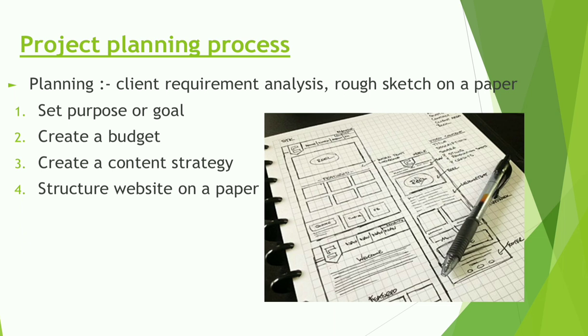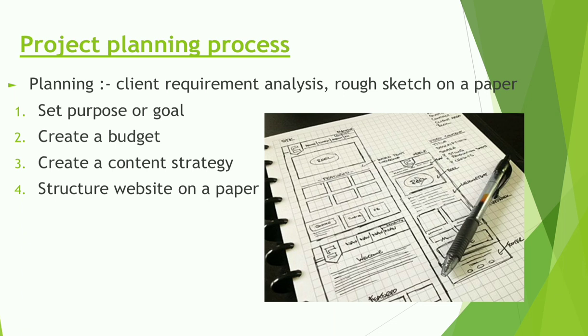Next, ask for a budget, then create a budget. You have to ask the client what the budget is to have a website. Next, create a content strategy: ask for the content and make content according to your site. Then you can follow many websites of relevant businesses, take the contents, and put contents in that website. And structure the website on paper. The same structure, what exactly the client needs, the same thing you need to process on a page.